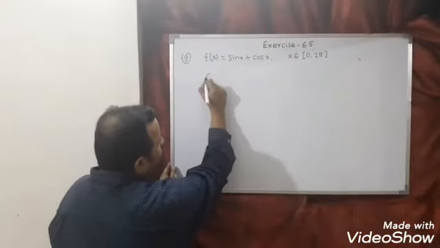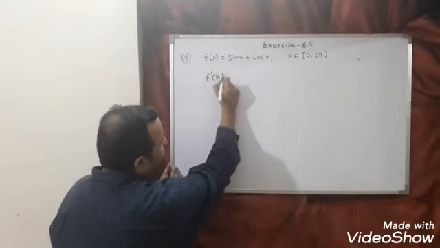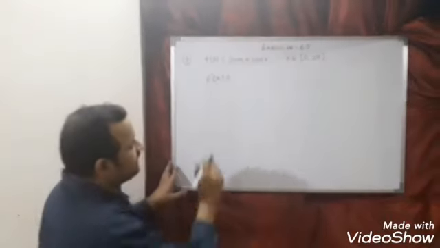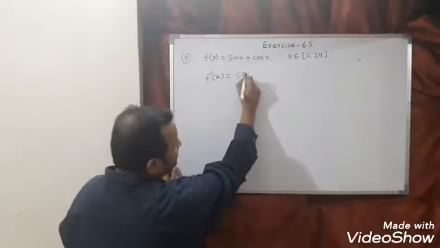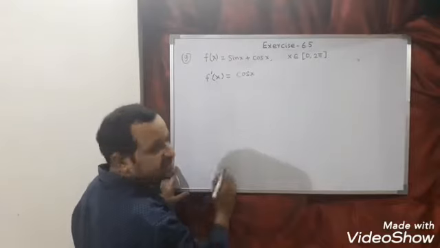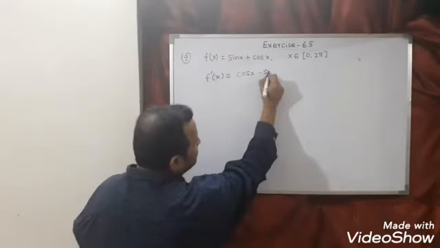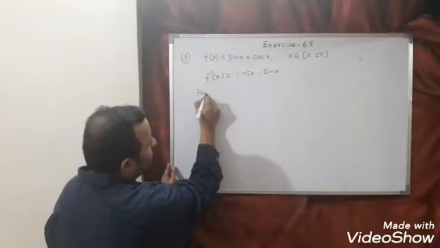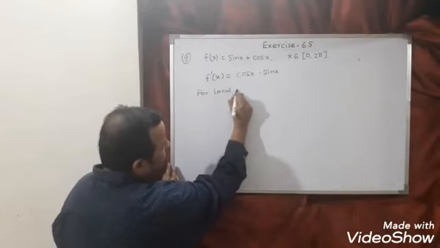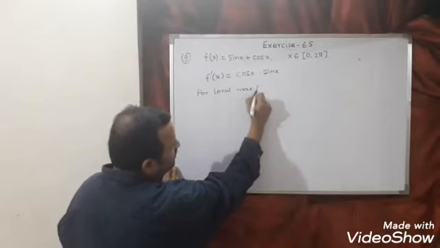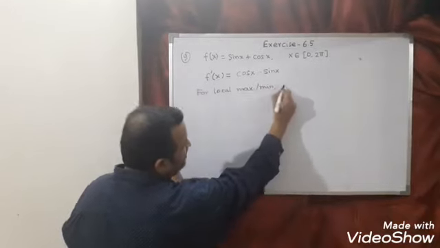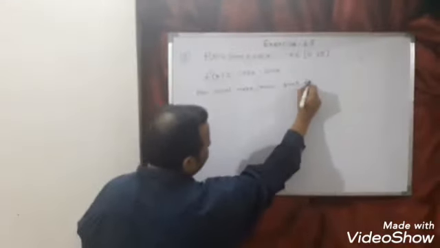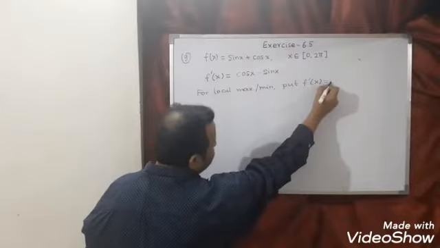In the same way, find f dash x. So f dash x is equal to differentiation of sin x, which is cos x, and differentiation of cos x, which is minus sin x. Next step, for local max or min, the condition is to put f dash x equal to 0.